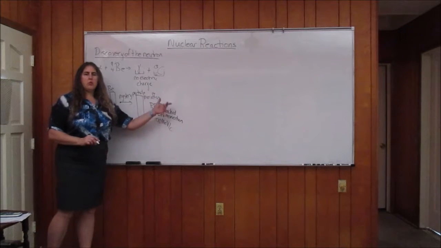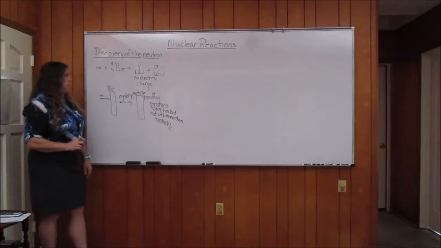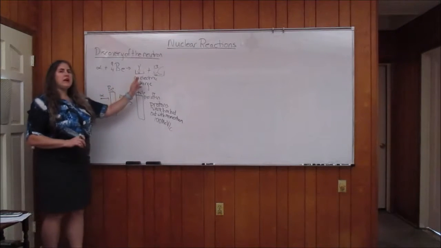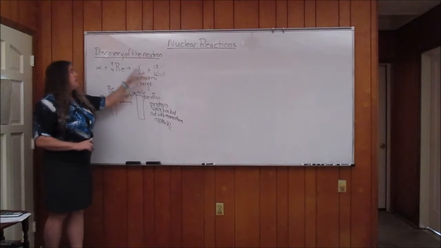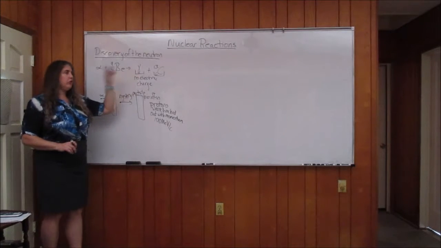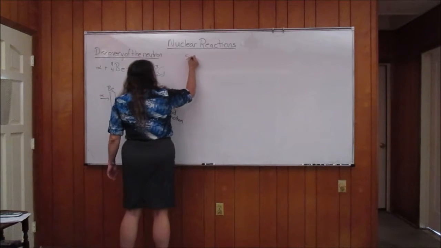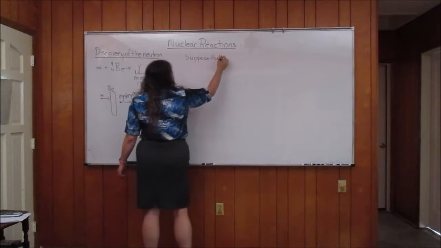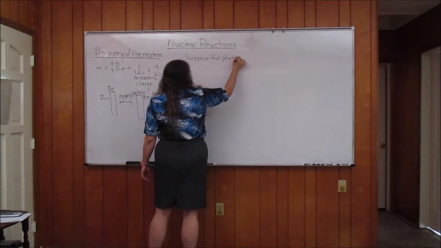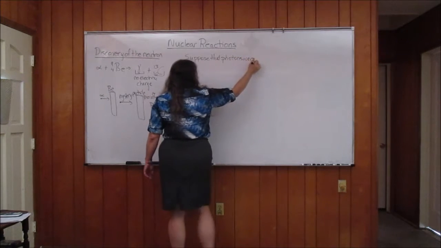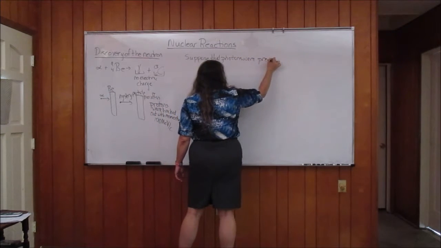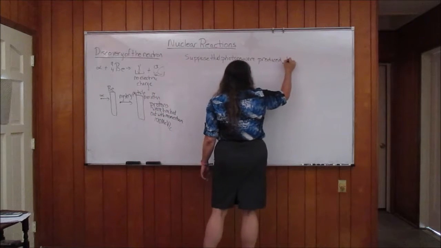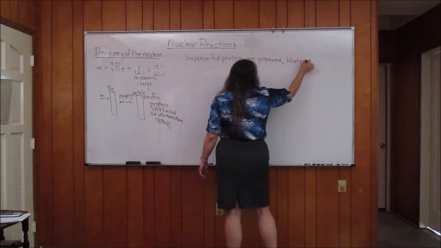So let's investigate whether this assumption is actually a valid one. We're going to first calculate what kind of energy this photon would have if this were the reaction that occurred. So we're going to suppose that photons were produced. And then we want to ask and answer the question, what energy would they have?